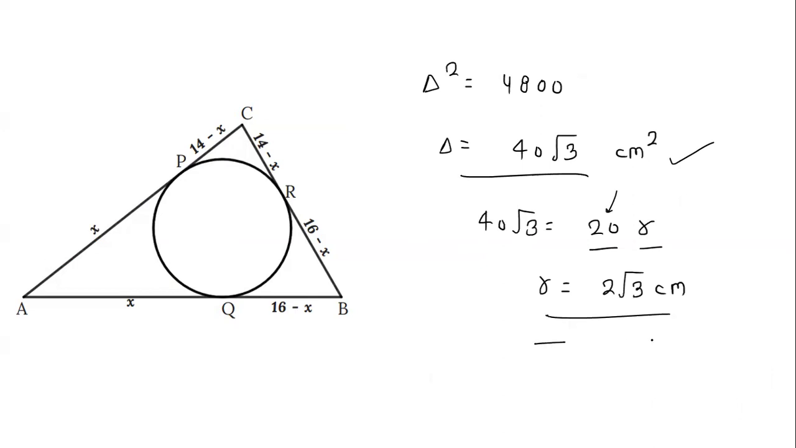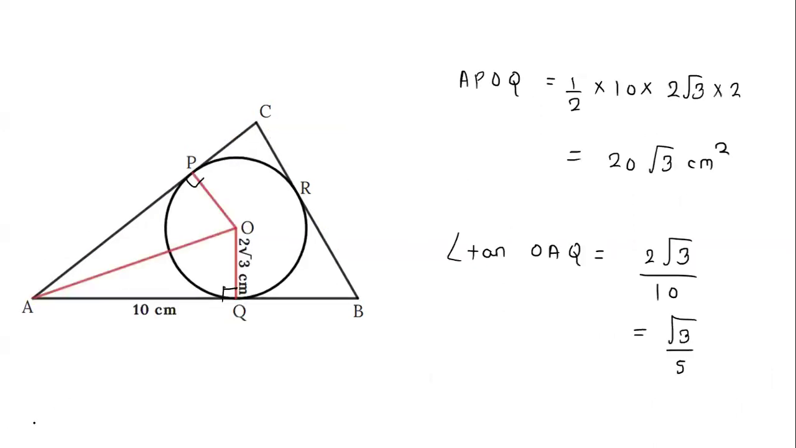So from here we can find the encircle radius as 2 root 3 centimeter. So now we know the encircle radius as 2 root 3 centimeter. So now you see this figure.